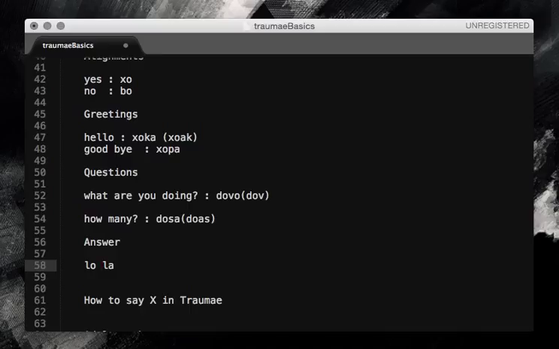I think it would be a bit cleaner to split the words into two. The way Traumae works, I should have gone into that earlier, but it's basically lola, for instance, is a function that wraps around la. So same thing for zoka and dovo. It's always a kind of system of nesting of concepts. So la would be like this if we were in Lisp or something.